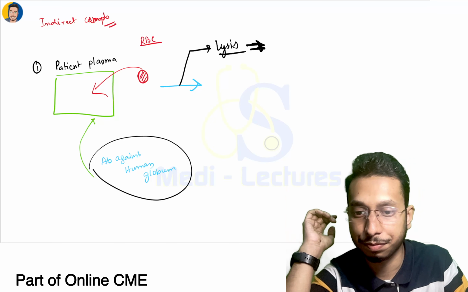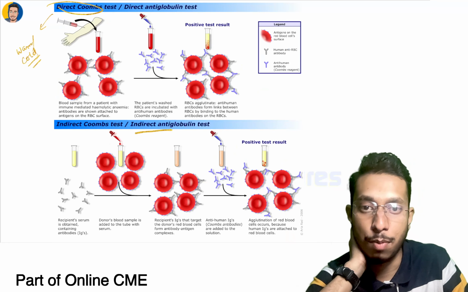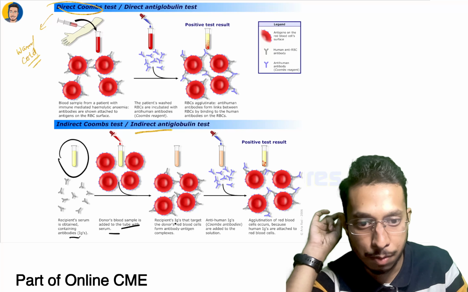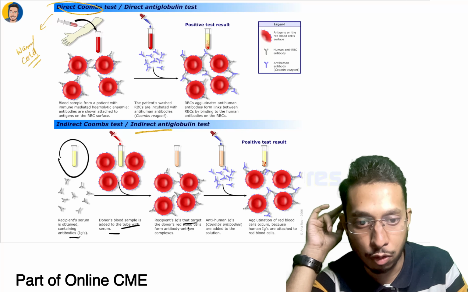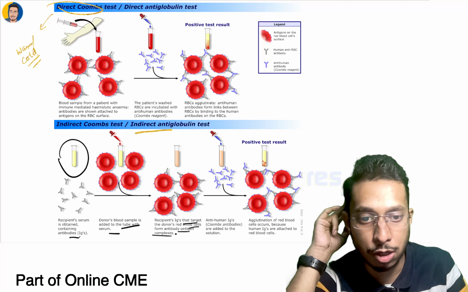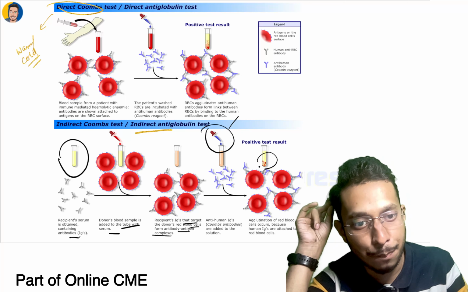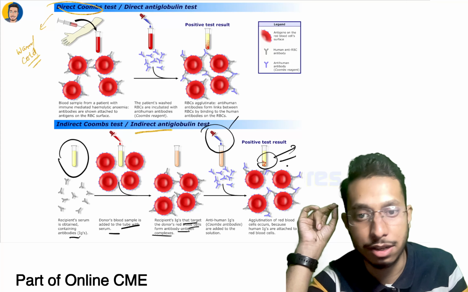Okay. So, this is all about the direct Coombs test and indirect Coombs test, in which a recipient serum is obtained in the indirect one, containing the antibody, and the donor's blood sample is added to the tube with the serum. Now, as you can see, the recipient's immunoglobulin that targets the donor red blood cell forms the antigen-antibody complex, and anti-human immunoglobulin is added to it. Now, if there is clumping, it means a positive test result.